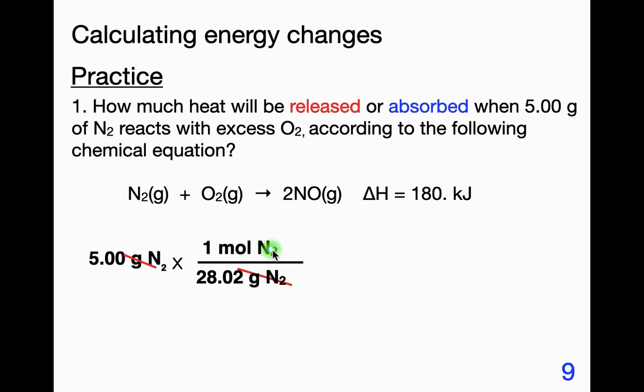That now would give us moles of nitrogen. But we want to go from the nitrogen to energy. So now I'm going to look at my balanced chemical equation, which tells me for every 1 mole of nitrogen that reacts, I will require 180 kilojoules of energy. Require or absorbed.